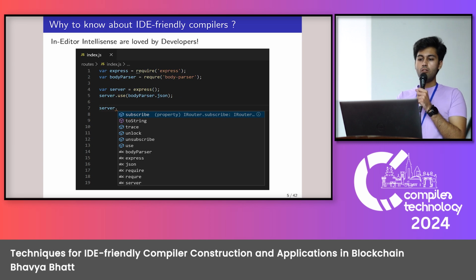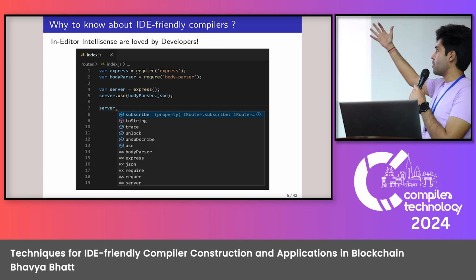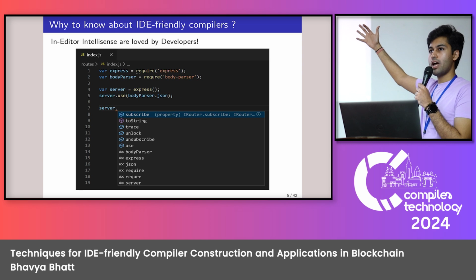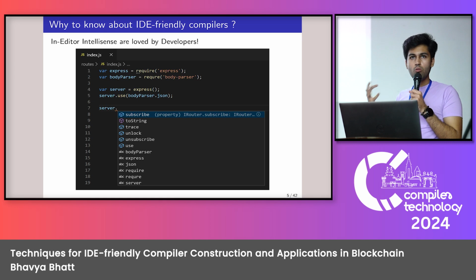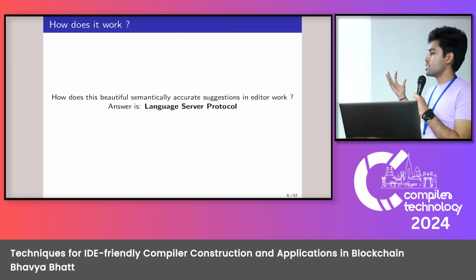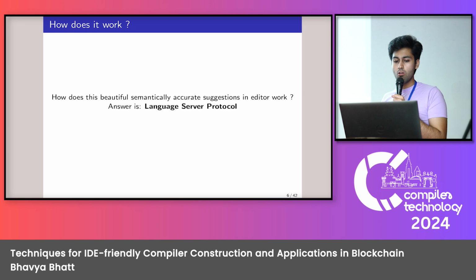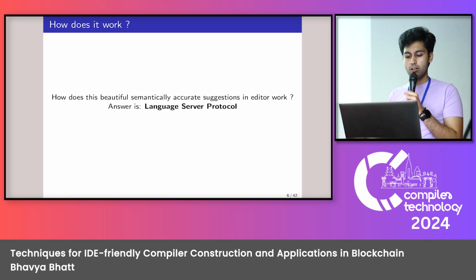So what are IDE-friendly compilers and why should you know about them? Take, for example, VS Code extensions. You get auto suggestions and IntelliSense in the editor. It's a great productivity tool, right? But how are they built? The answer is LSP, the Language Server Protocol. The Language Server Protocol powers IntelliSense in your editors, modern editors like VS Code or Atom or NeoVim for that matter.